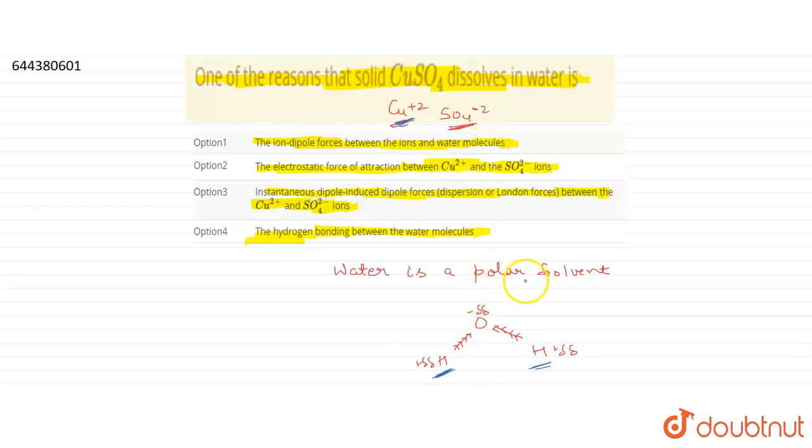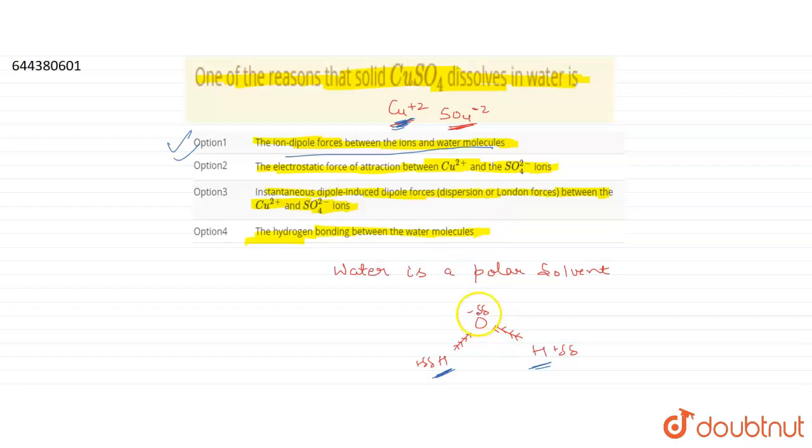So water is a polar solvent that has a partially positive charge on the hydrogen and a partially negative charge on the oxygen, and due to this polarity, the Cu+2 ions of CuSO4 will be attracted toward the oxygen atom of the water molecule. There is a force between the copper +2 ions and the water molecule due to the partially negative charge of the oxygen atom. Okay, so our first option is the correct option: ion dipole forces between the ions and water molecules lead to CuSO4 dissolving in the water.